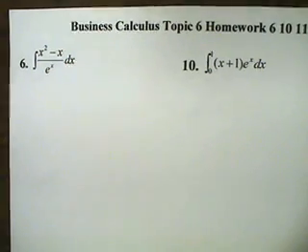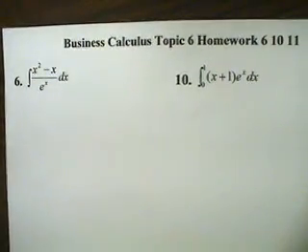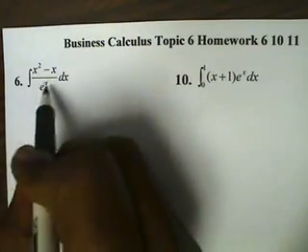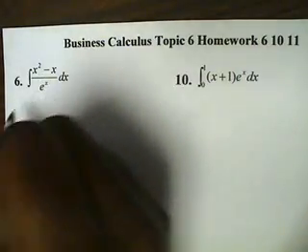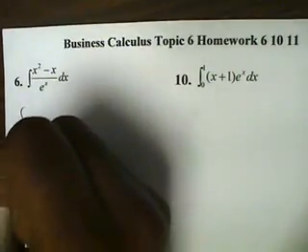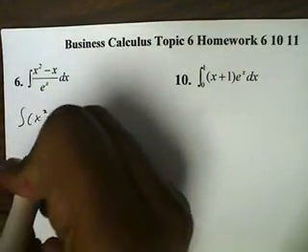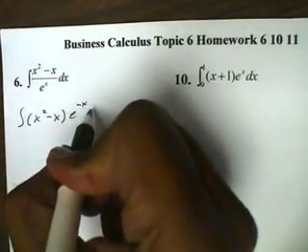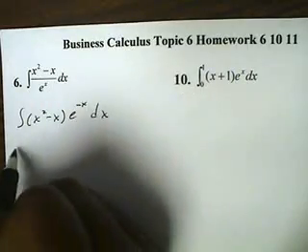This is Calculus, Topic 6, Homework Problems 6, 10, and 11. We want to take the integral of this problem right here, so I'm going to turn this into a product. So we'll have the integral of (x squared minus x) times e to the negative x power dx.